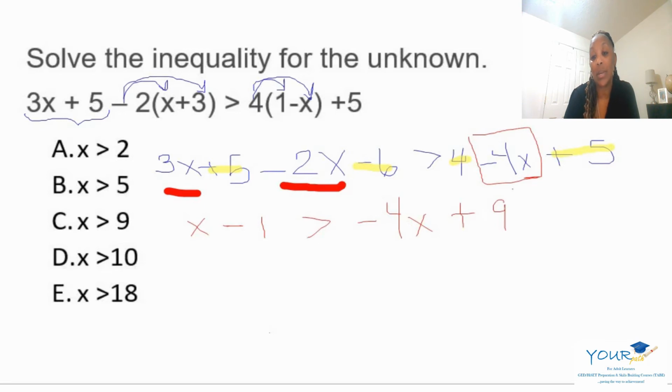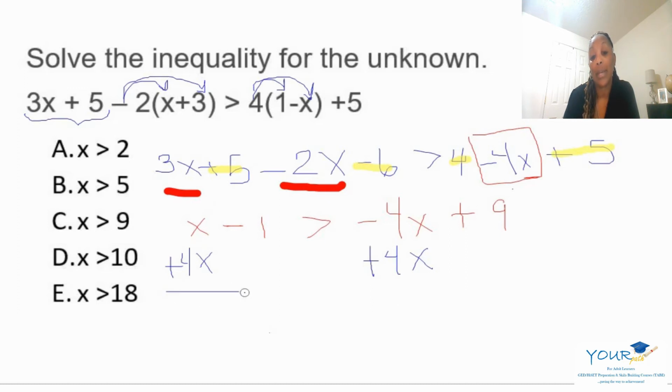Let's do that. So here we're going to have a positive 4. We're going to start with our x term, our positive 4x. Remember, what we do to one side, we have to do to the other side. So therefore, we have a positive 4x here, so we have to put a positive 4x on the left side as well. Make sure that your terms are lined up.